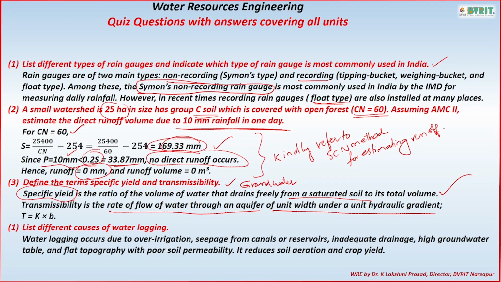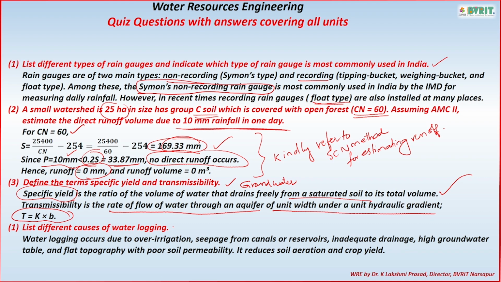Transmissivity is the rate of flow of water through an aquifer of unit width under a unit hydraulic gradient, and transmissivity is equal to hydraulic conductivity K into B. B is the thickness of the aquifer, and K is the hydraulic conductivity.